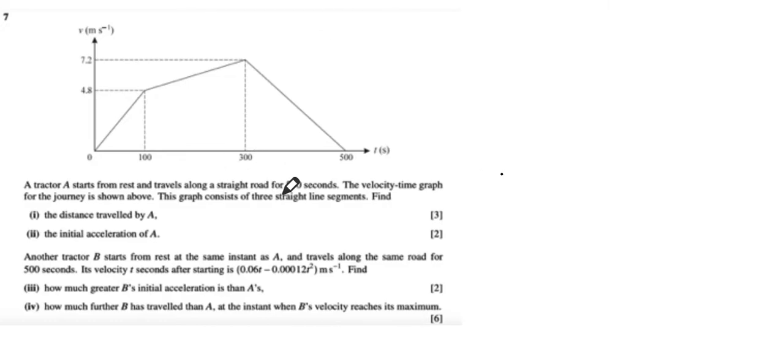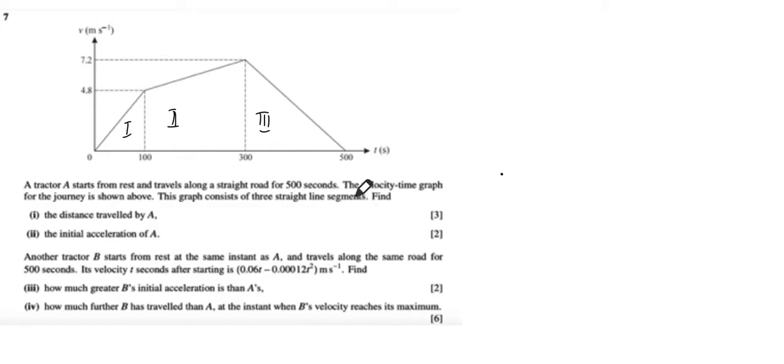A tractor A starts from rest and travels along a straight road for 500 seconds. The velocity time graph for the journey is shown above. The graph consists of three straight line segments. So that's 1, that's 2, and that's 3. Find the distance traveled by A.